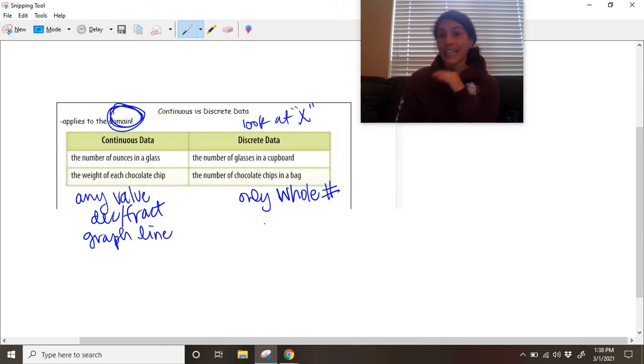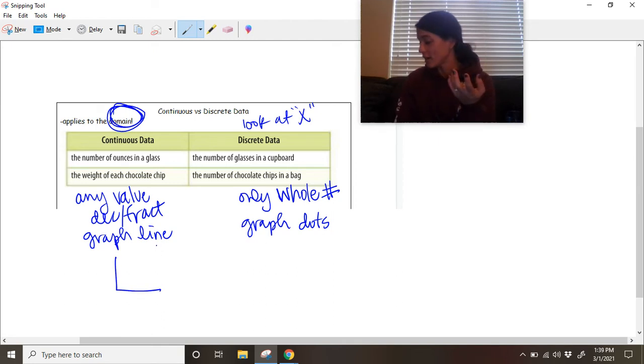Another difference between the two is when you graph them, you graph a line if it's continuous, and it could be any of those numbers, like on a number line, so you would graph essentially a line. If it's discrete data, you graph dots. So for example, like the one we just did with oranges and apples, we were graphing pounds of oranges and pounds of apples, we graphed a line because you can have half a pound.